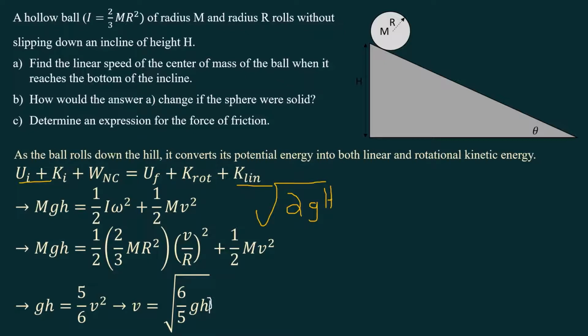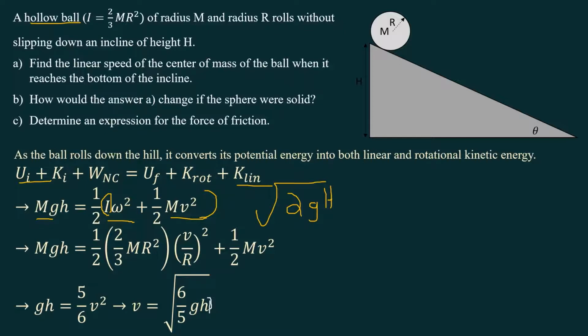Now, part B asked, how would the answer change if the sphere were solid? So this is a hollow sphere. If it were solid, let's go back to this step right here. We're converting potential to both types of kinetic. A solid sphere would have a smaller value of I, which conceptually means it's going to rotate easier. So without even looking at the math, conceptually the solid sphere rotates easier, so it's going to roll down faster.